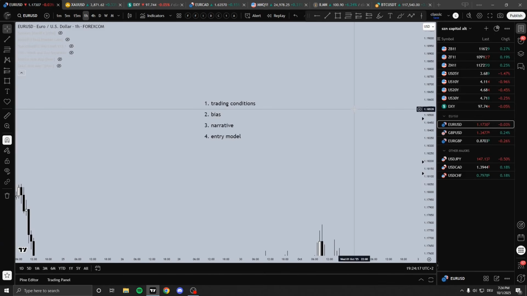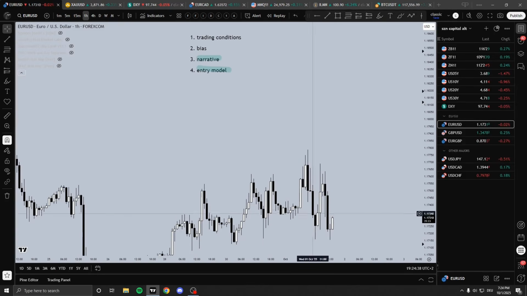Now the problem with most of you is that your trading is always starting around either narrative or the entry model. Meaning you open the chart and the first thing you do is you look at the hourly, the M15, M5 time frame, and that's also the main reason why you guys get chopped up in such market profiles.